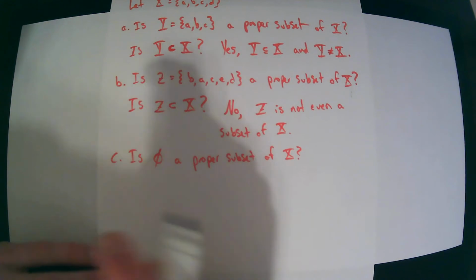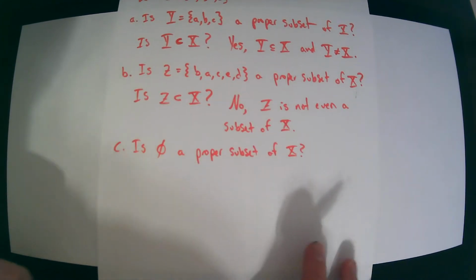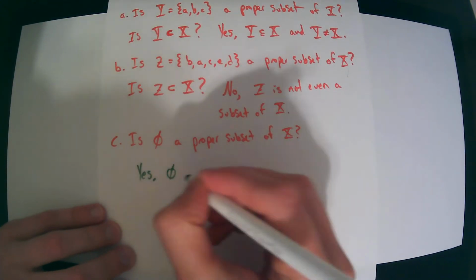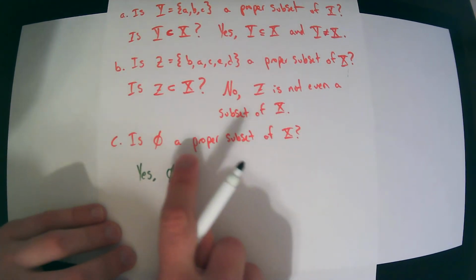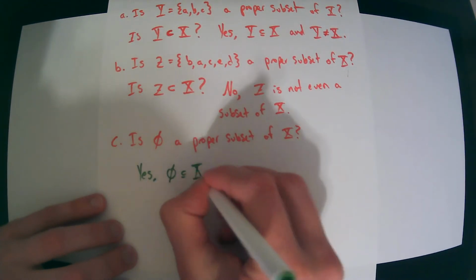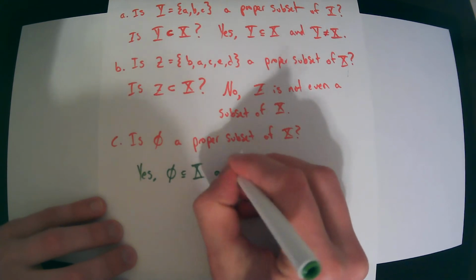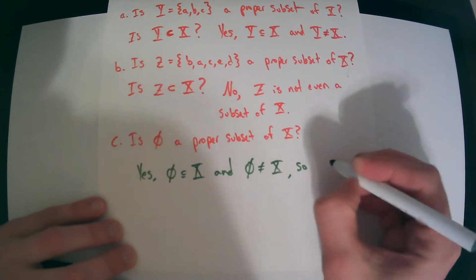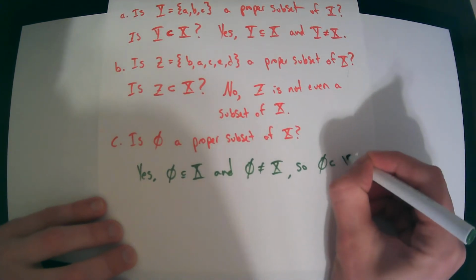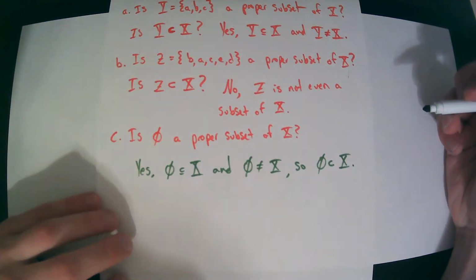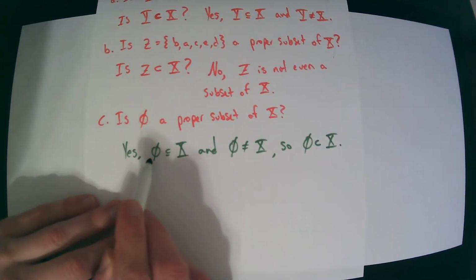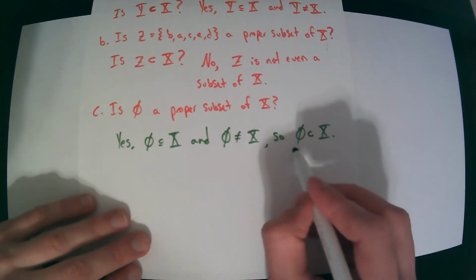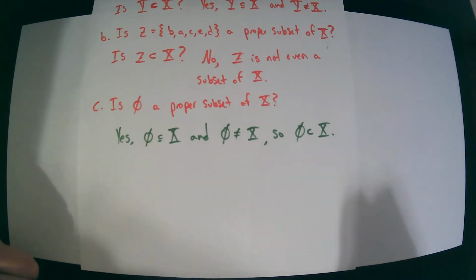So the answer is yes, and I'm going to write it in green because this is another fact, like another technicality coming up. So yes, the empty set, I'm going to say the two conditions that make a proper subset, which is that you need to be a subset, and the empty set is not equal to X. Since the empty set is a subset of X and the empty set is not equal to X, the empty set is a proper subset of X.